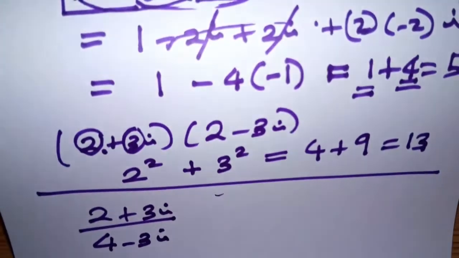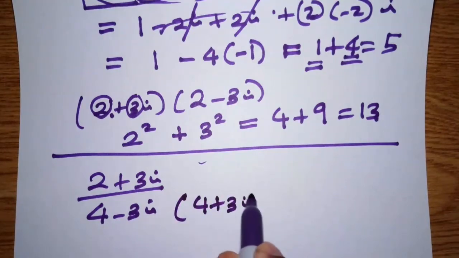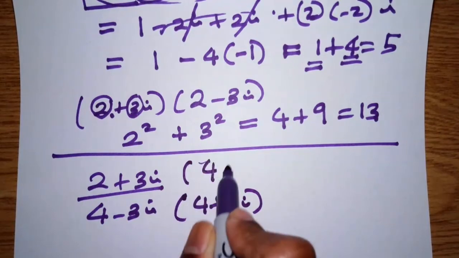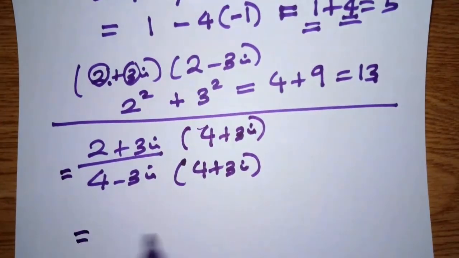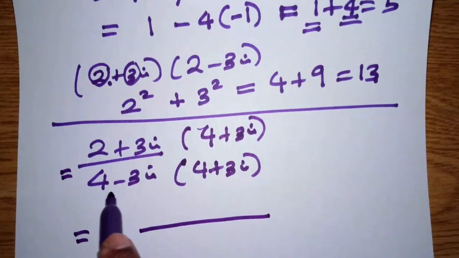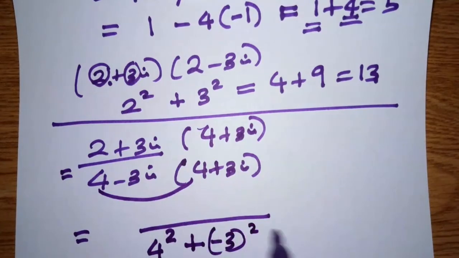What we do is we are going to multiply both the top and the bottom by the conjugate of the bottom. So the conjugate of the bottom, which is 4 minus 3i, will be 4 plus 3i, and you also multiply the top by 4 plus 3i. And when we do that, we definitely know what happens to the bottom. The bottom simply becomes the square, because you're multiplying a number by the conjugate: the square of the real, which is 4 squared, plus the square of the imaginary, which is negative 3 squared. That is what happens to the bottom.